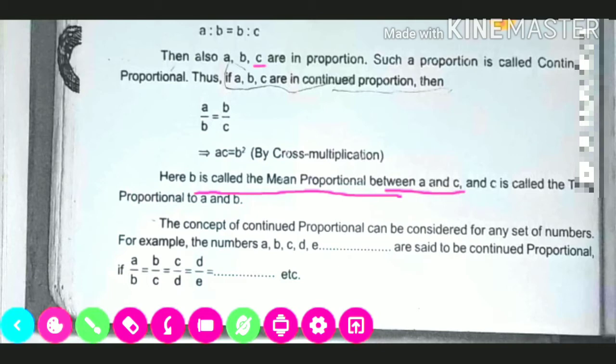The concept of continued proportion can be considered for any set of numbers. For example, the numbers A, B, C, D, E are said to be in continued proportion if A divided by B, B divided by C, C divided by D, D divided by E, then E divided by F, and like this it continues. That time it will be a continued proportion.